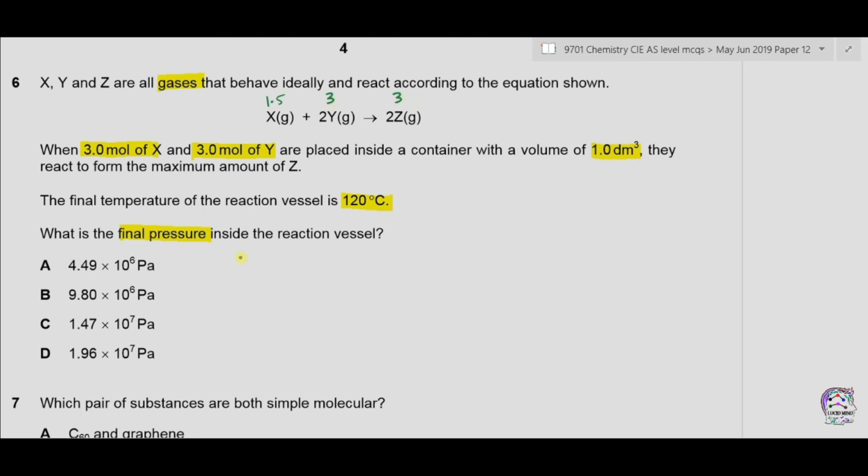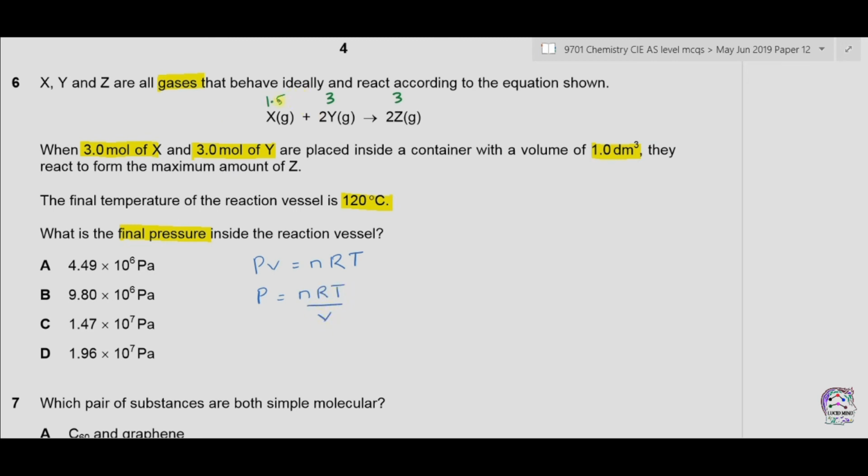Now to find the pressure, we have the formula PV = nRT, where P is the pressure, V is the volume, n is the number of moles, R is the ideal gas constant, and T is the temperature in Kelvin. So P will become P = nRT divided by volume.